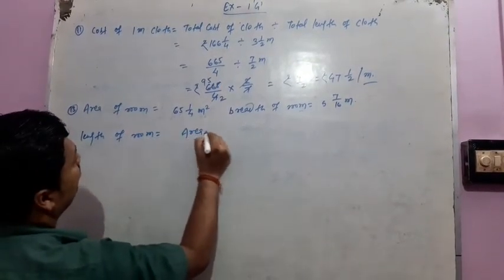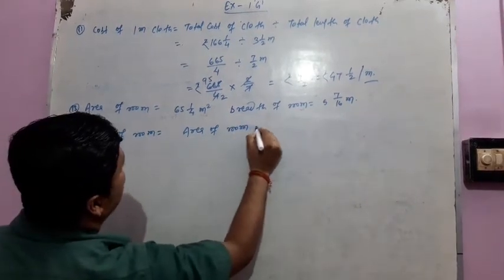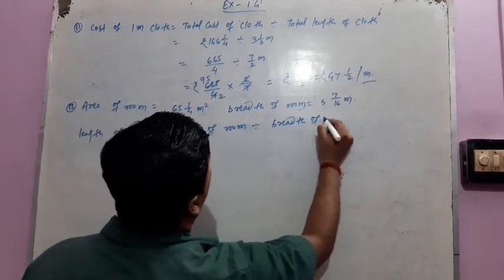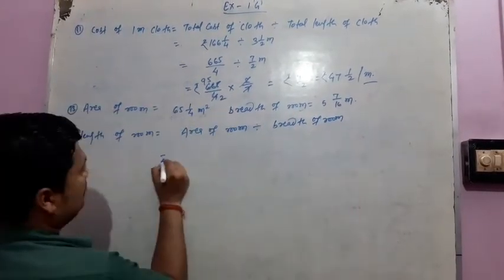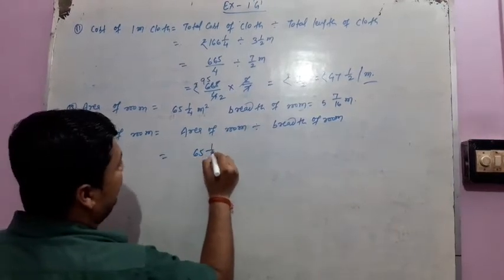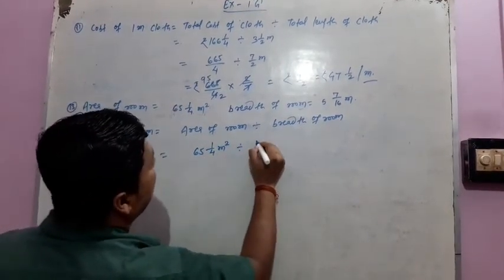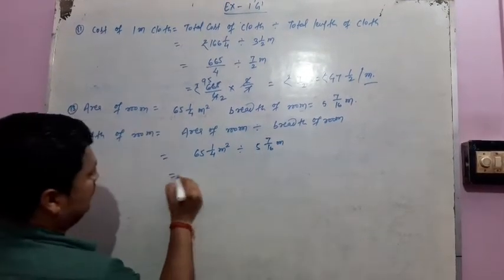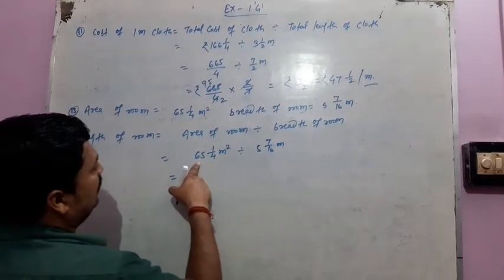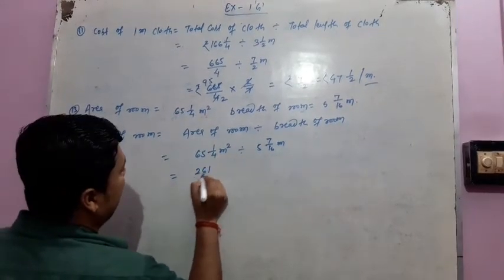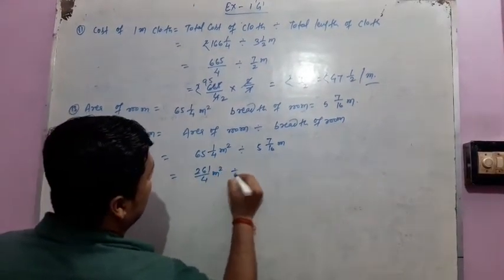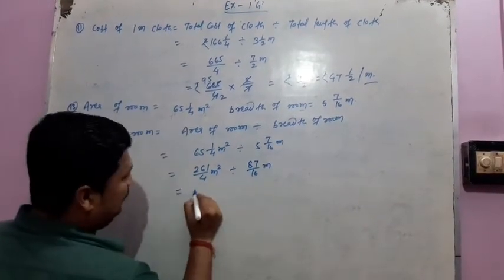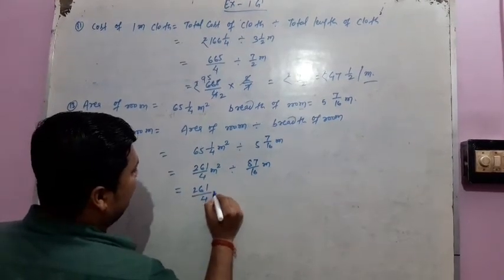area of room divided by breadth of room. So the area of the room is 65 whole 1 by 4 meter square divided by 5 whole 7 by 16 meter. 65 4s are 260 and 1, 261 by 4 meter square. 16 5s are 80 and 7, 87 by 16 meter. So we are solving here 261 by 4 meter square.